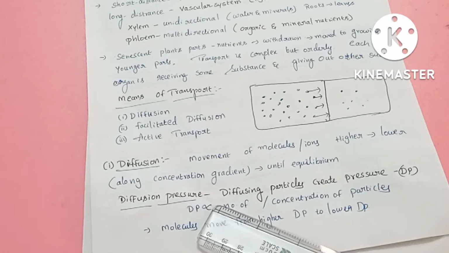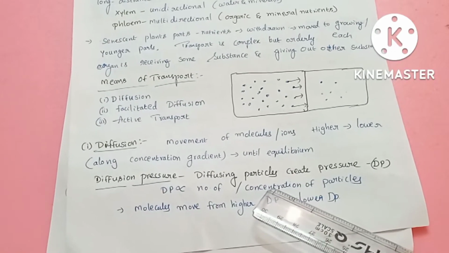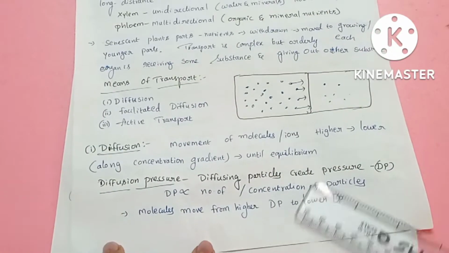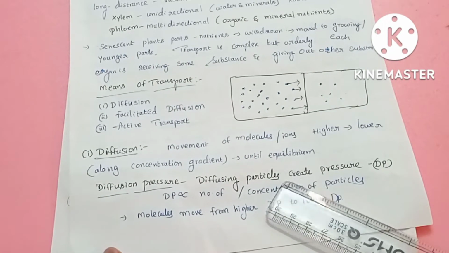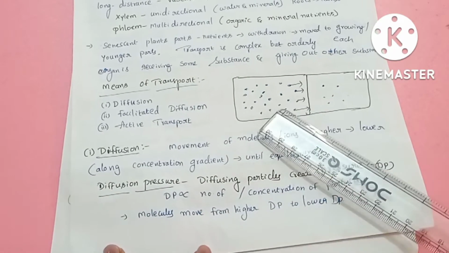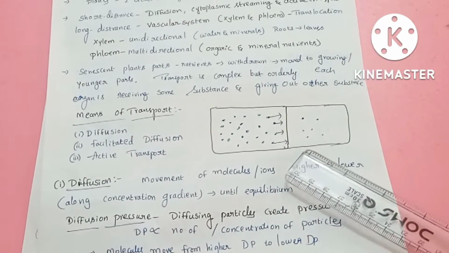What is diffusion pressure? The diffusing particles create some pressure, that is called diffusion pressure, and this diffusion pressure is directly proportional to the concentration or number of particles present. These molecules move from higher DP to lower DP, that is from higher diffusion pressure to lower diffusion pressure.